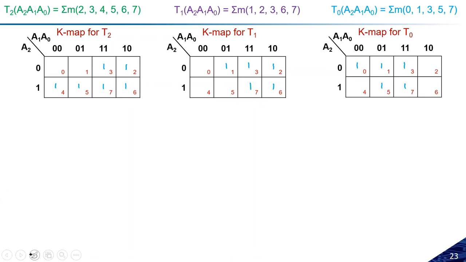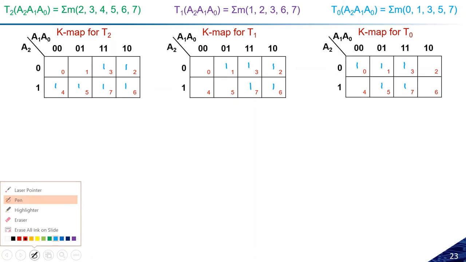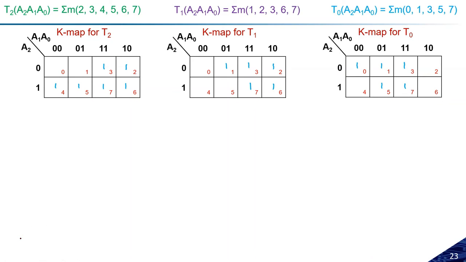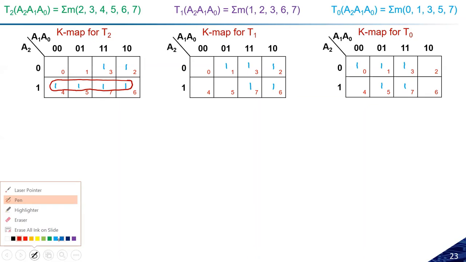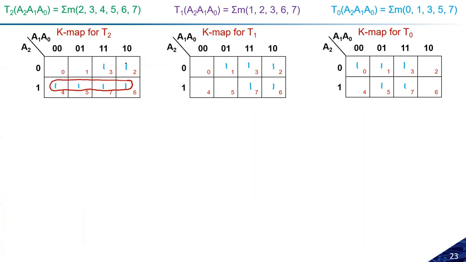Now let us try to make the pairing of all those things. How can we make the pairs? The first group possible in T2 is a quad. We can make the quad with the help of this one. This is one of the possibilities. The second possibility is that one more quad can be made, something like this. So there are two quads that we can make here.